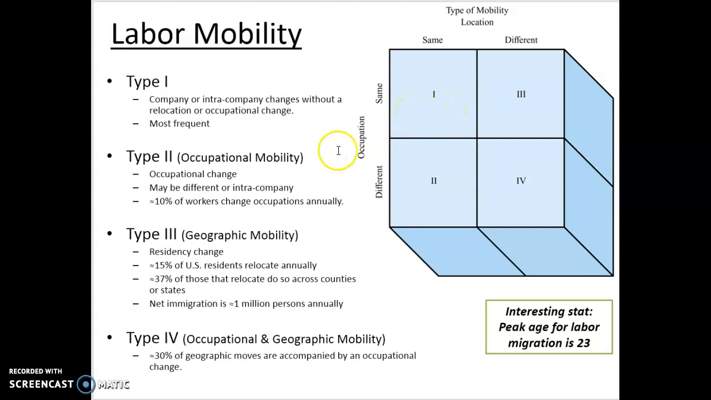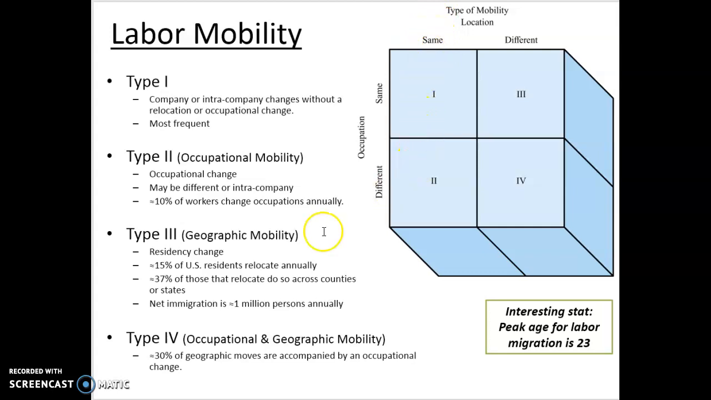Type 2 is what we call occupational mobility. Type 2 is going to be the same location, but a different occupation. So this might be the UPS driver in San Diego becoming an accountant in San Diego. So different occupation, but same location.